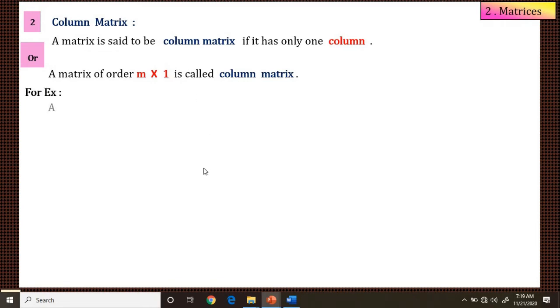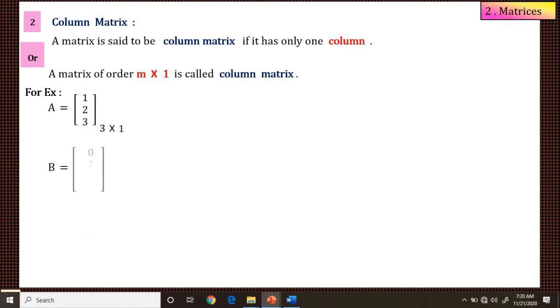For example, A is equal to matrix 1 2 3, and here you can see the first horizontal line, second, and this is third. We have 3 rows and there's only one vertical line, therefore the order of this matrix is 3 cross 1. So the number of rows is 3 and the number of columns is only 1. Therefore this type of matrix is called a column matrix.